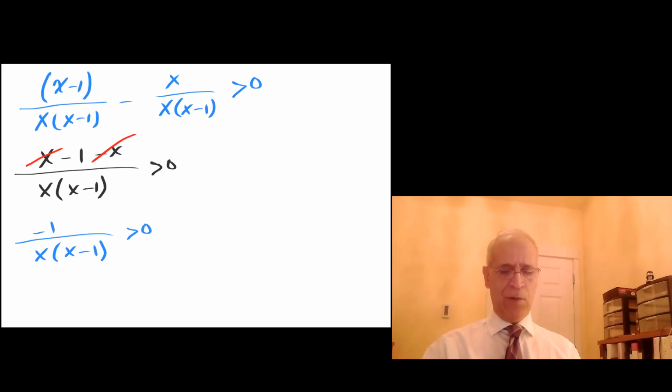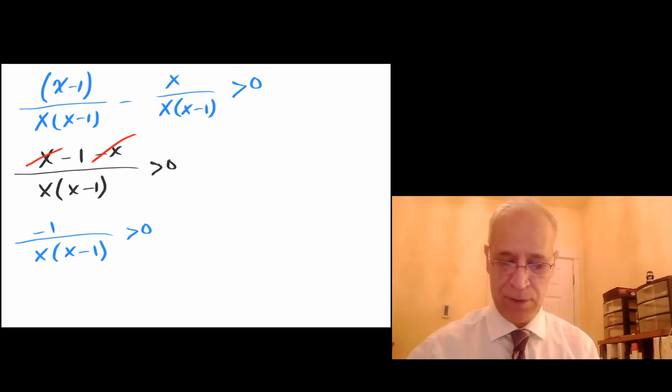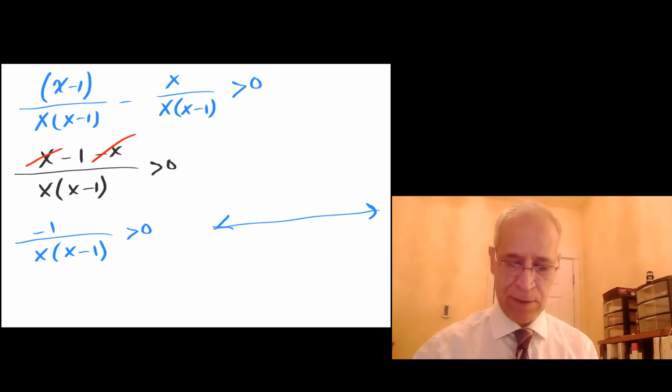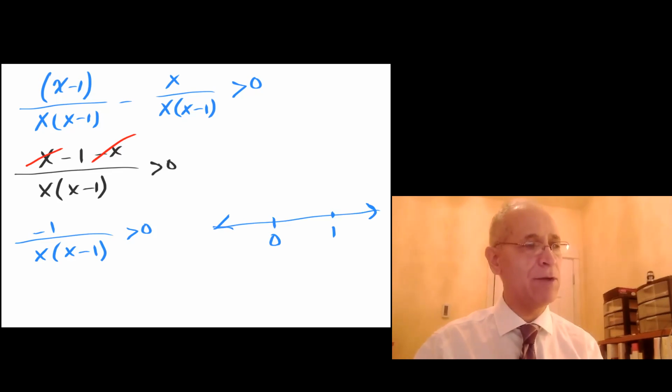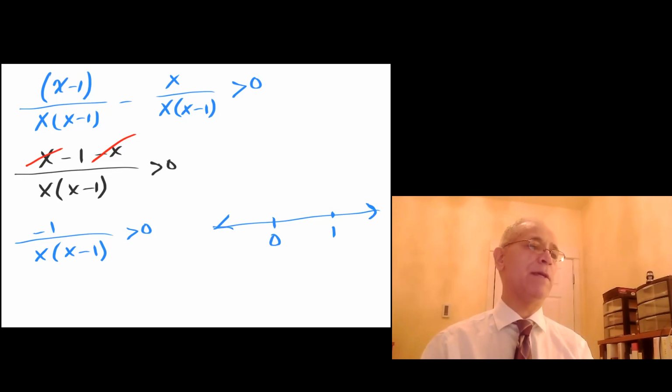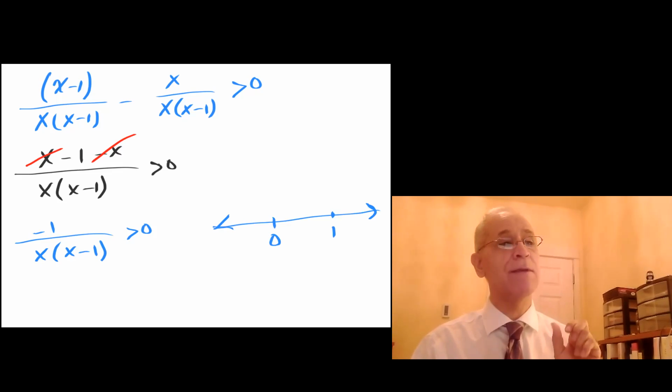Okay. Well, the numerator of this rational function doesn't give me any critical point or any point of interest because it's just a constant. But the denominator, when x is 0, I have a vertical asymptote, so that's a point of interest. And at x equals 1, I have a point of interest because at x equals 1, negative 1 over x times x minus 1 will be undefined. So I have two excluded values, 0 and 1.